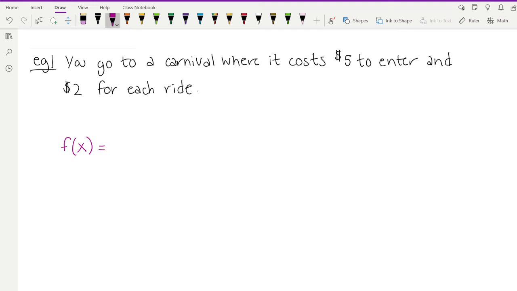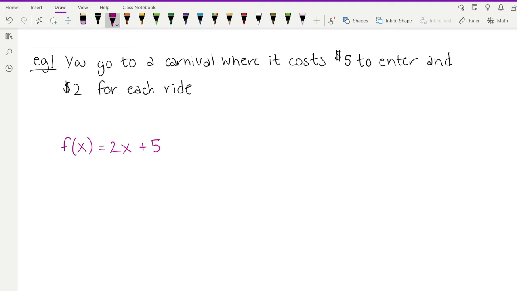Well, it would end up being 2x plus 5, right? Because basically, 2 times x is going to give you an extra $2 for every ride you go on. And then this plus 5 is just always there because it costs $5 to enter. So this would be the function that would give you the cost for going on x rides.